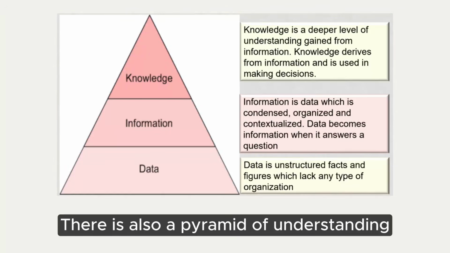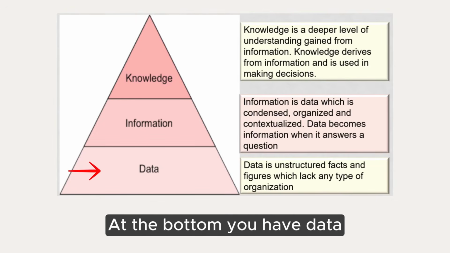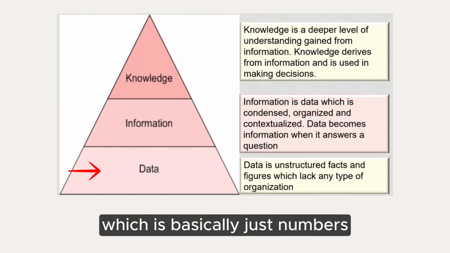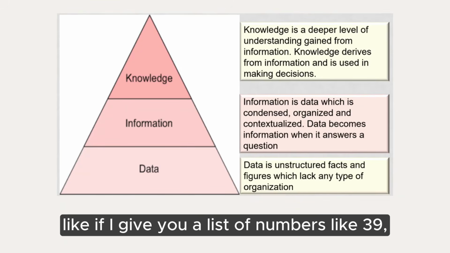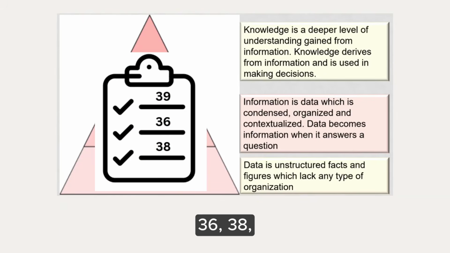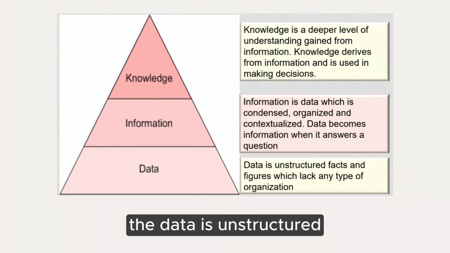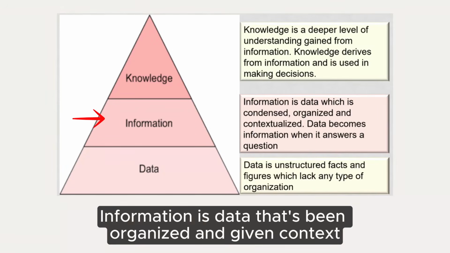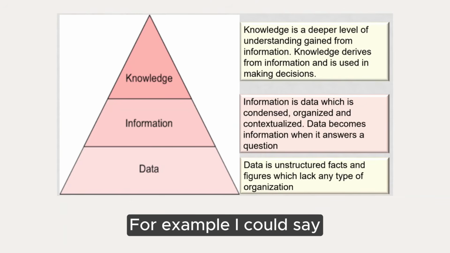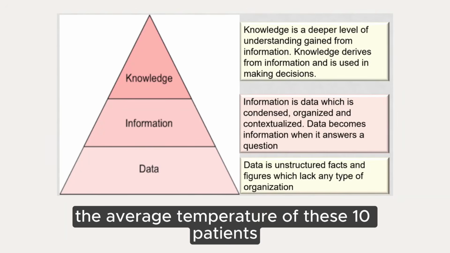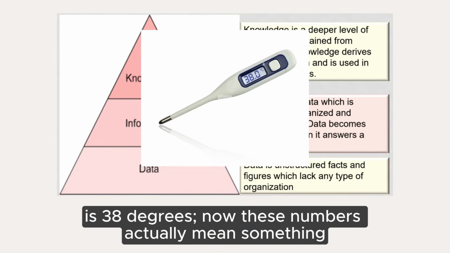There is also a pyramid of understanding. At the bottom, you have data, which is basically just numbers. Like if I give you a list of numbers like 39, 36, 38, the data is unstructured. Information is data that's been organized and given context. For example, I could say the average temperature of these 10 patients is 38 degrees. Now these numbers actually mean something.